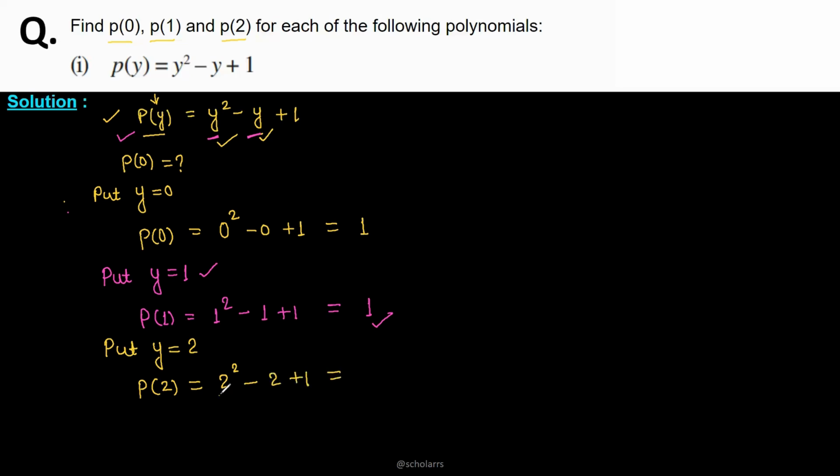So 2 square means 2 multiplied by 2, it will give you 4. So 4 minus 2 plus 1, right? It will give you 4 plus 1, 5. 5 minus 2 will give you 3, right? It means the value of polynomial P(y) at y is equal to 2 is 3. Okay, so this is the solution of this question.